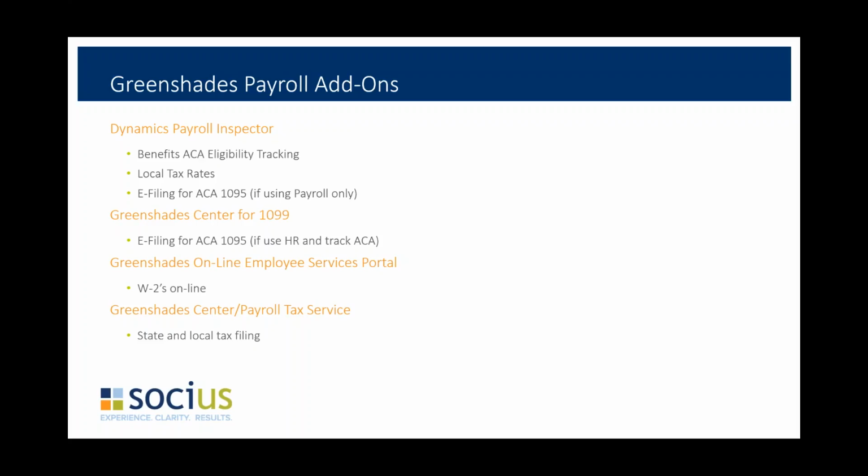Greenshades also provides an online employee service portal, and really that's meant for employees to be able to go online and actually look at and print their W-2s from a portal. So that actually can be a very useful tool. And then the Greenshades Center payroll tax service allows you to do state and local tax filing while using GP as your payroll. Because you may remember from our earlier conversations, GP does not allow you to do electronic filing out of the box for anything other than the federal level.